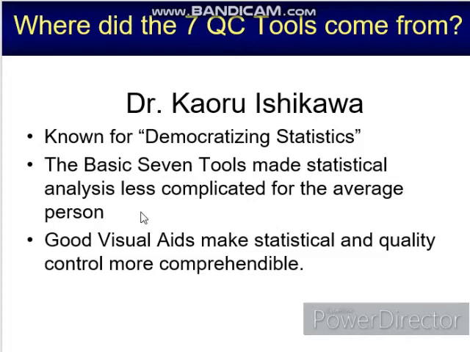in executing their work. Good visual aids make statistics and quality control more comprehensible. So the 7QC tools take a lot of statistical analysis and quality control and transform it into visual aids. They are graphical representations of statistics. That supports the understanding, implementation, and acceptance of the 7QC tools among all levels of people involved in manufacturing activities, from the managers to the engineers to even the operators.